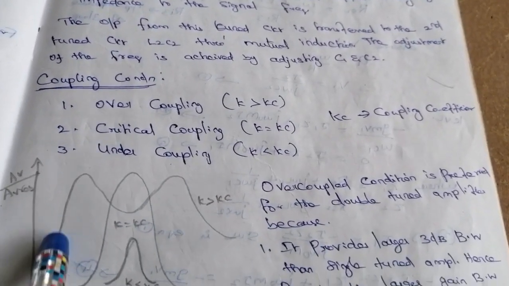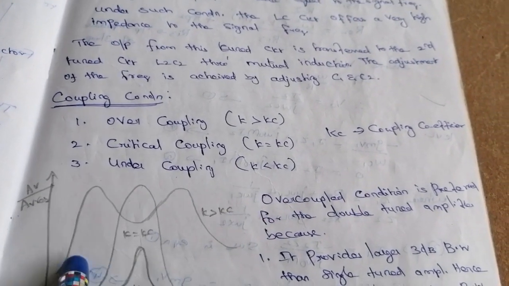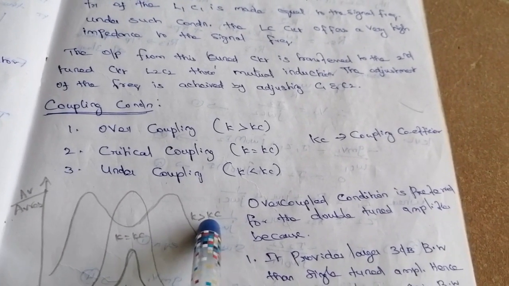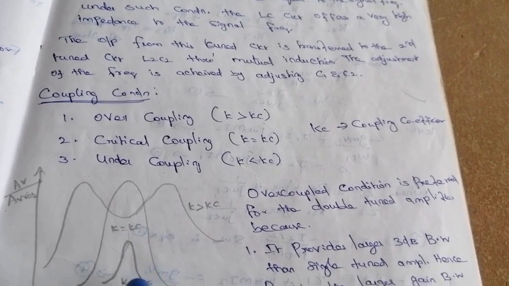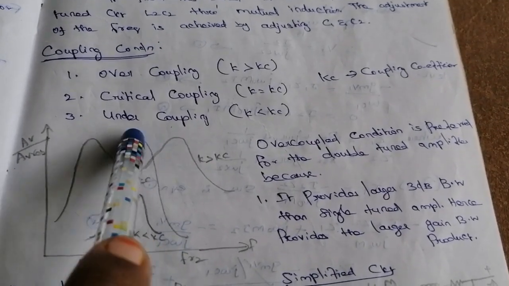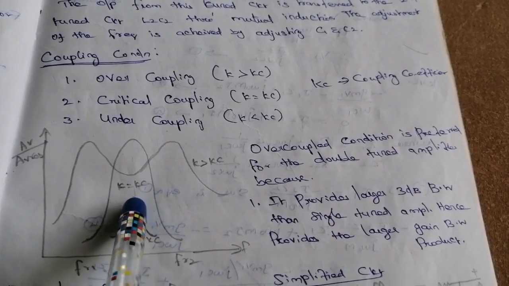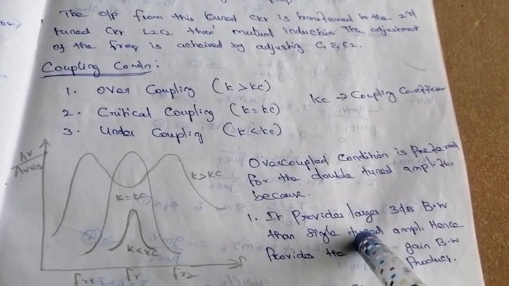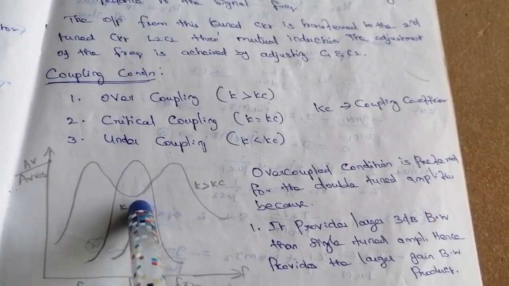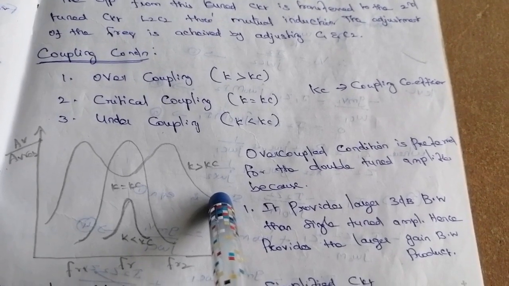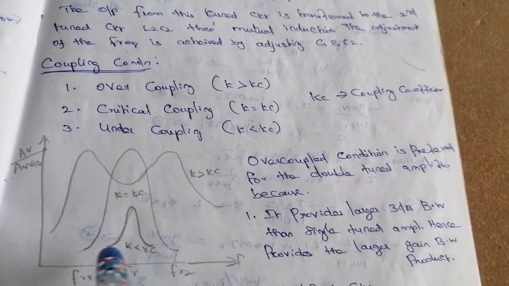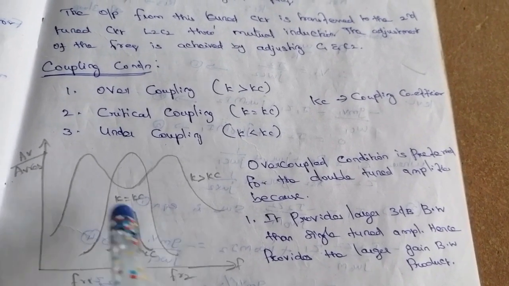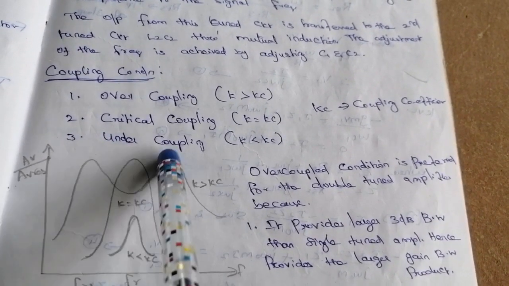So this is the frequency curve for three coupling conditions. The first graph is the condition for K greater than Kc, which is overcoupling. This one is K less than Kc, which is undercoupling. This one is K equal to Kc, which is critical coupling. The overcoupled condition is preferred for the double tune amplifier, because it provides a larger 3 decibel bandwidth than a single tune amplifier. This is a single tune amplifier frequency curve. So a double tune amplifier provides a larger 3 decibel bandwidth.